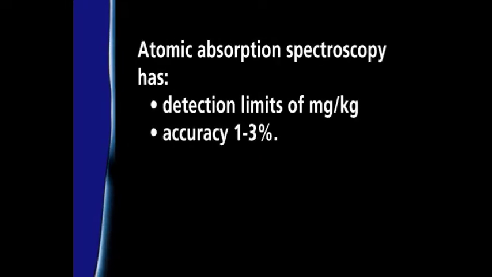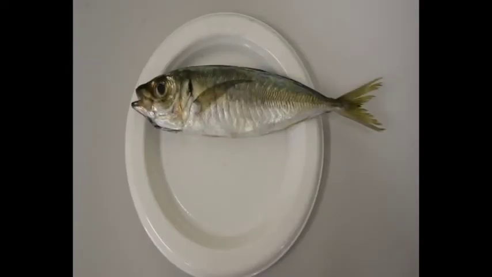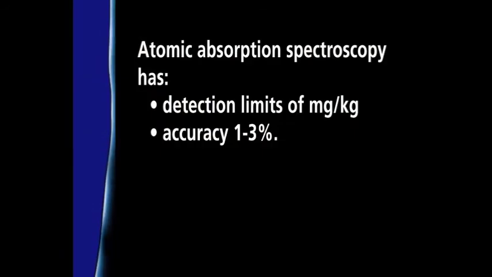AAS can routinely perform analysis at the parts per million level, or milligrams per kilogram, and detect extremely minute concentrations of materials, such as the levels of lead in this fish. This can be done with accuracies in the 1 to 3% range.